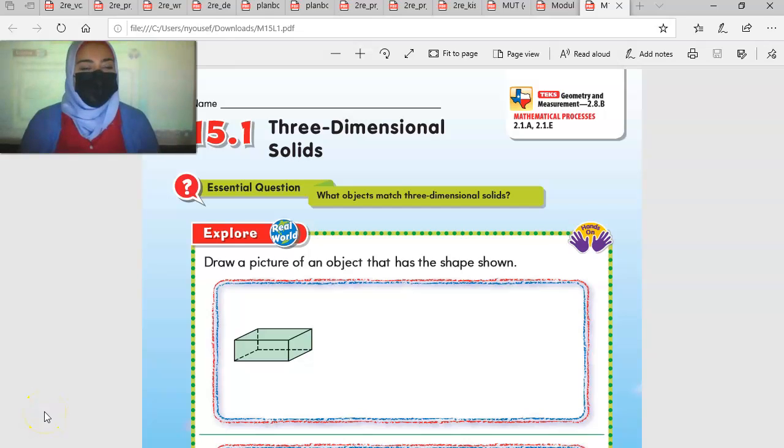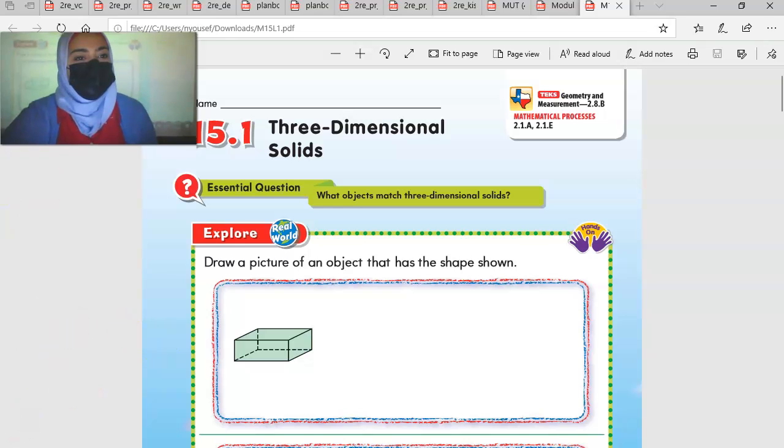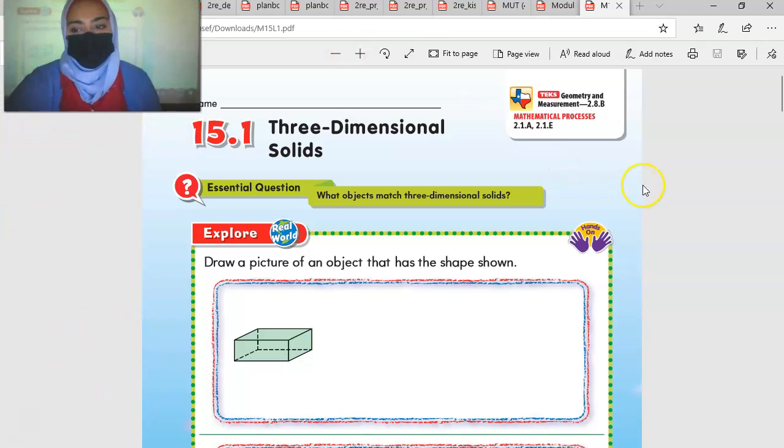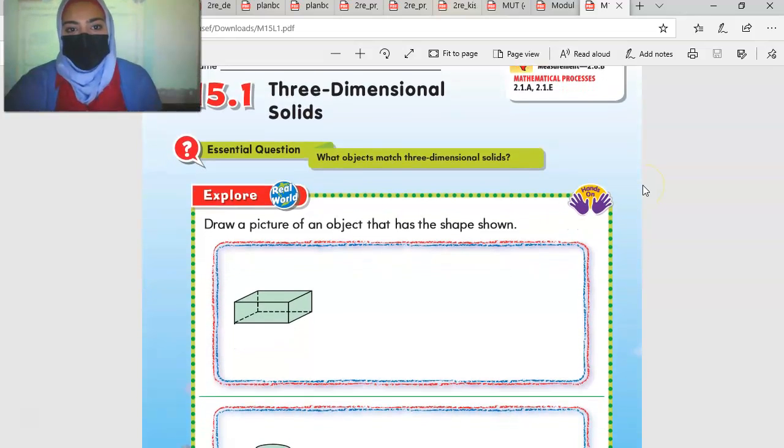All right, hi. So this is our new math lesson. We're finally jumping into three-dimensional solids now. So that's 3D shapes. In the past, all of last week, we were mainly focusing on 2D, which is flat shapes. This week, we're focusing on 3D shapes. All right, so let's read.